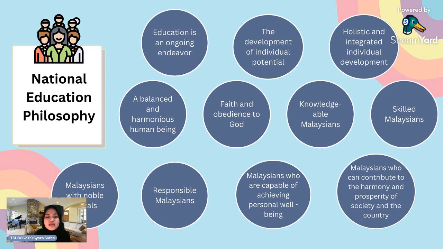The aspiration is closely related to the national education philosophy, which consists of 11 main philosophies. So this is the national education philosophy.